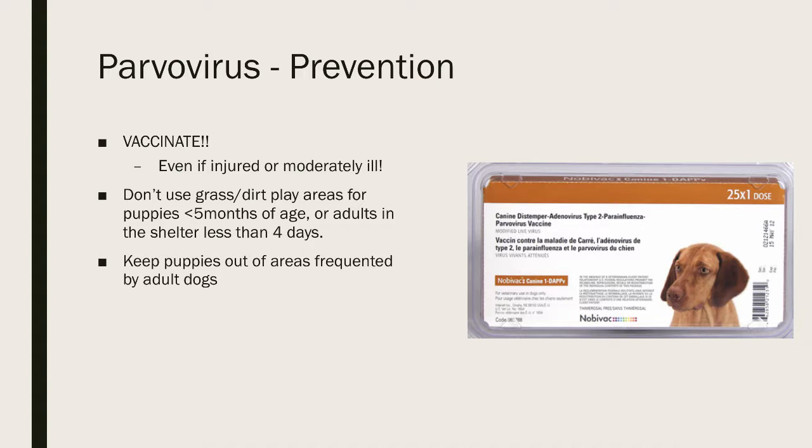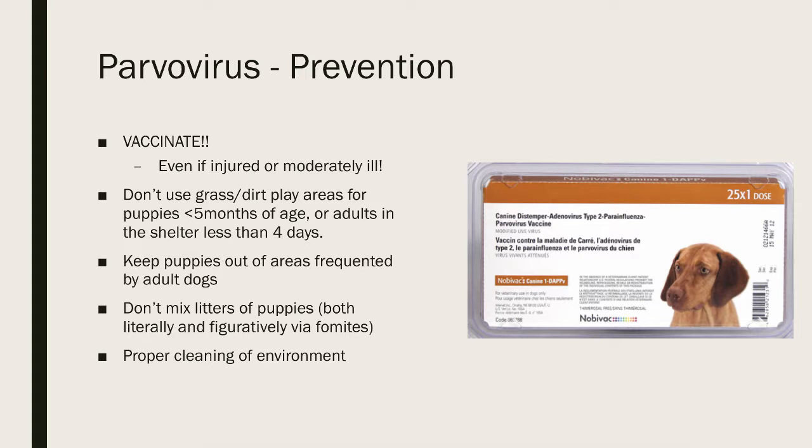Ideally, you should be keeping your puppies out of areas that are frequented by adult dogs. Again, because adult dogs have a higher level of immunity to all sorts of infections than puppies do. And just like distemper, you don't want to be mixing litters of puppies, both literally and figuratively, via fomites or direct transmission.